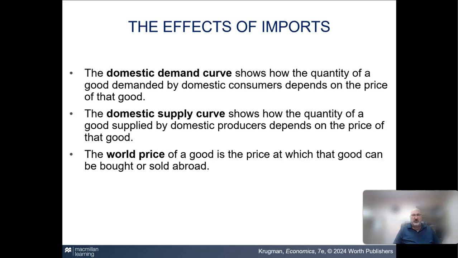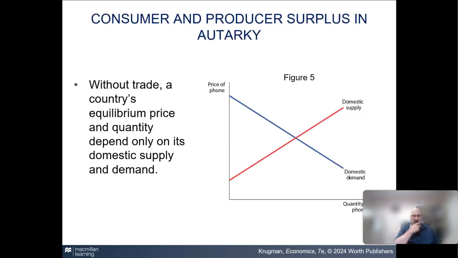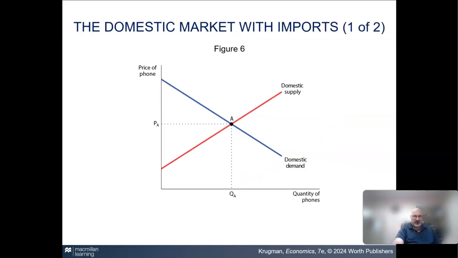So the domestic demand curve shows how the quantity of a good demanded by domestic consumers depends on the price. And domestic supply shows how the quantity of goods supplied by domestic producers depends on the price. Everything does. So here we go. We got domestic supply, domestic demand. There's our equilibrium price and quantity for domestic. Consumer surplus is demand, that willingness to pay down to price. Producer surplus is supply up to price. So here we go. Autarky price is that domestic price.